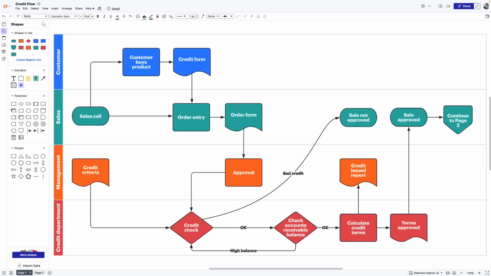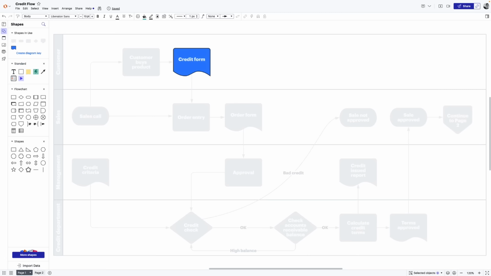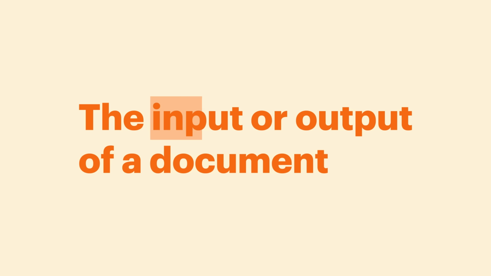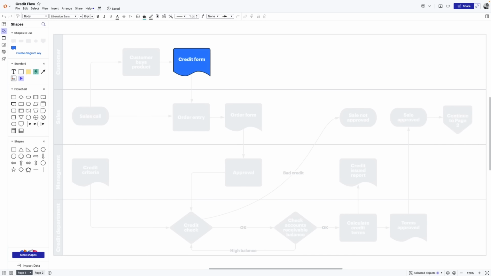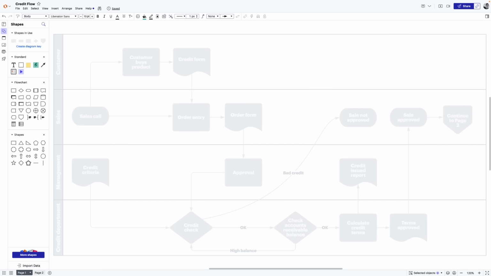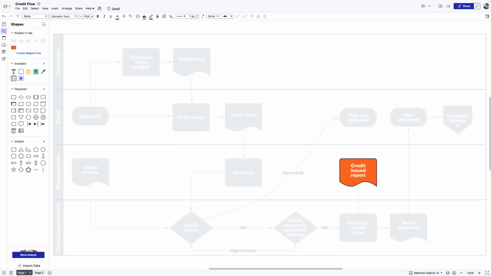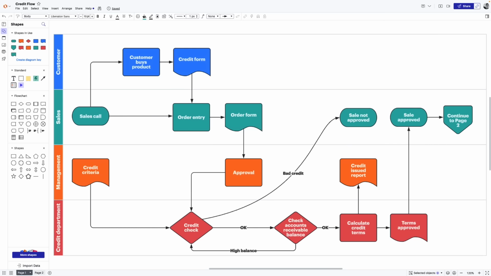But there may be a few new symbols as well. Check out the credit form step. This is called the document symbol. It represents the input or output of a document. For example, in this step, a credit form document is being inputted or received as a part of the order entry, while later in the credit issued report step, it is an output, or in other words, it is being sent out to management. At the end of this diagram, you'll notice another new shape.